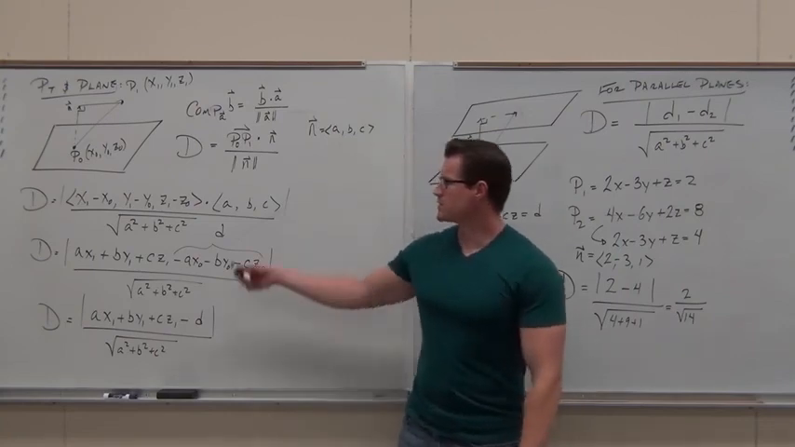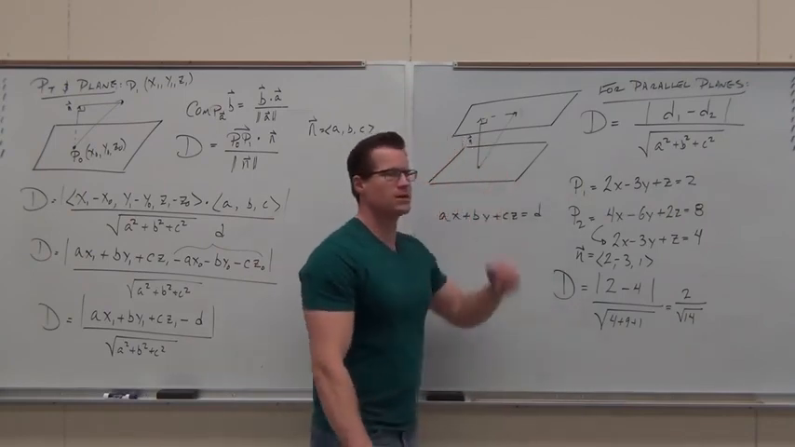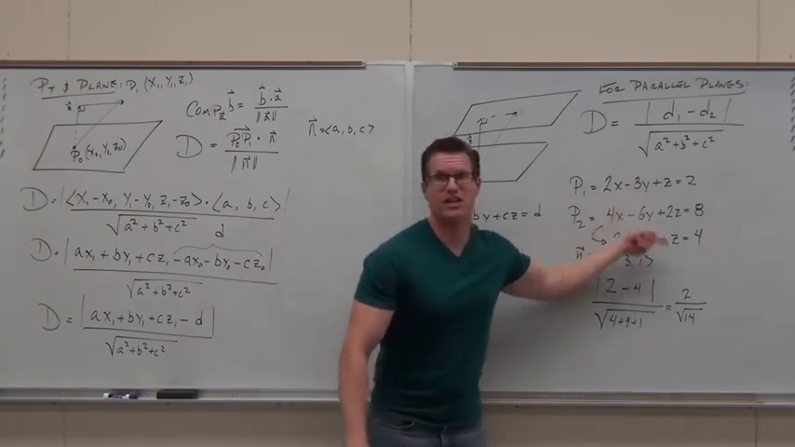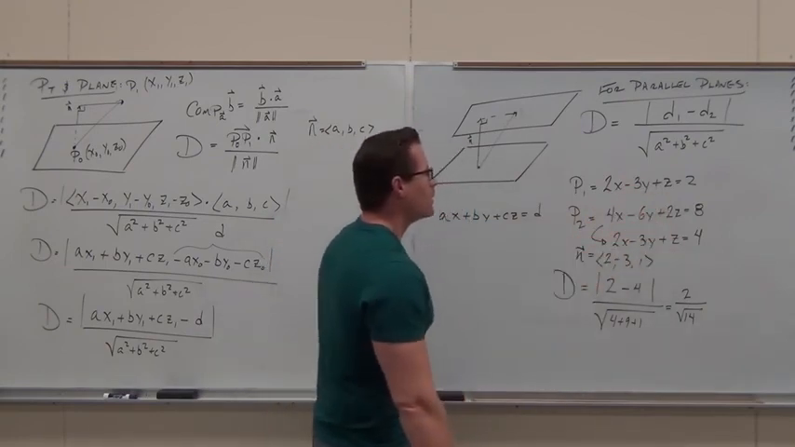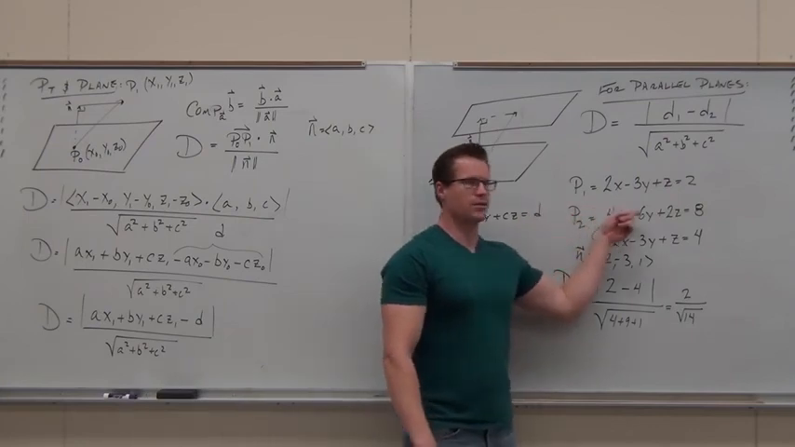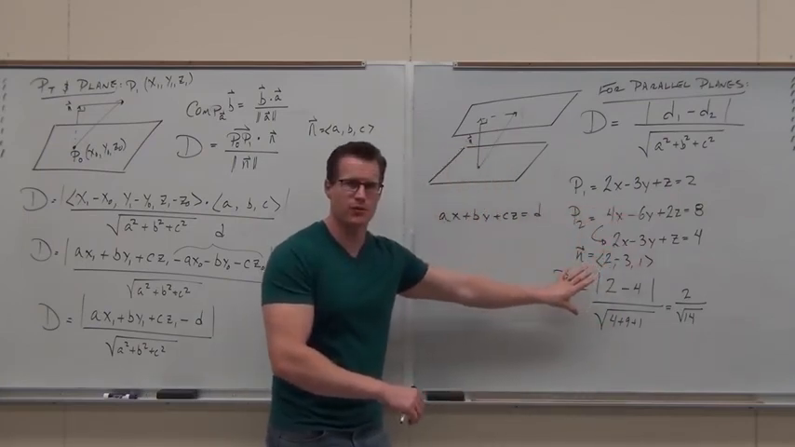I want to go back to this for just a second, just to prove it by an example. What if you didn't know they were parallel? If you didn't know, then you'd find a point on this plane. So do you have this down? Can I erase it? Remember 2 over root 14, okay?